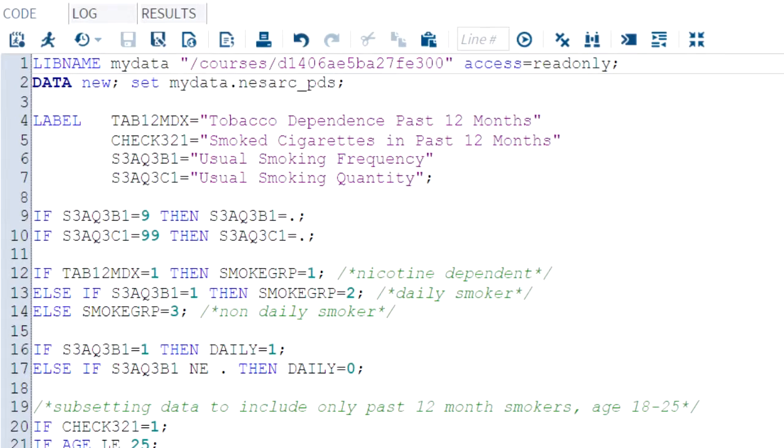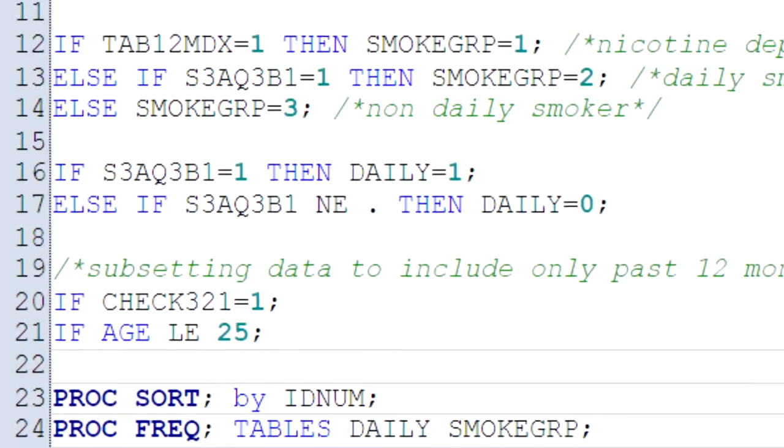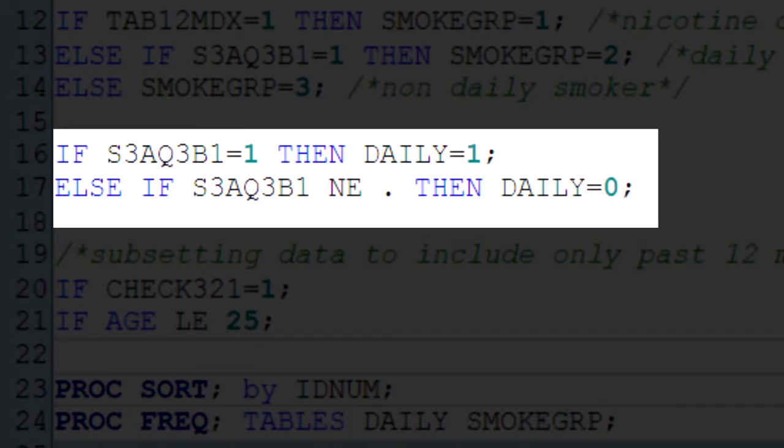To collapse the response variable into daily versus non-daily smokers, we use this syntax. If S3AQ3B1 = 1, that is, if the individual smokes 30 days a month, then daily = 1; Else, if S3AQ3B1 is not equal to dot, that is, it's not equal to missing, then daily = 0; again followed by a semicolon.